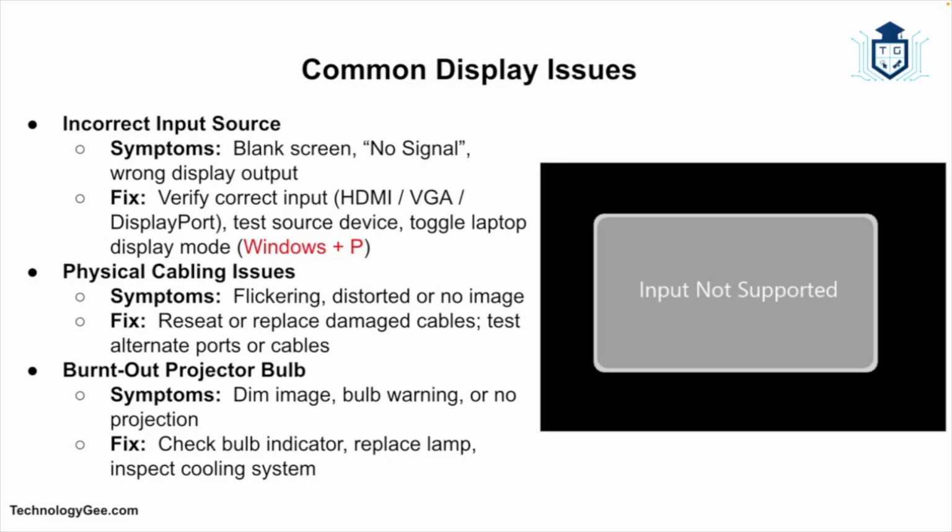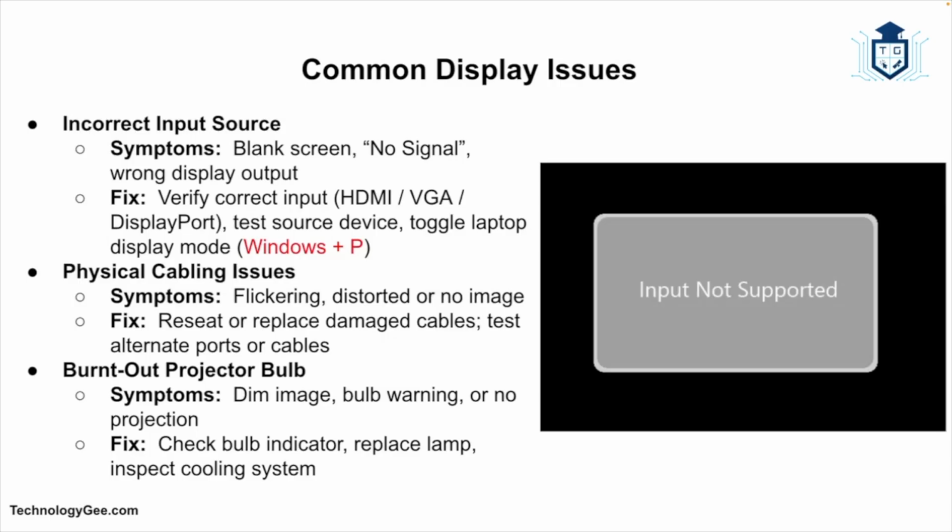So if you're dealing with projectors, a burnt out bulb is a frequent problem that can cause the display to either dim or stop working entirely. The symptoms are the image from the projector becomes very dim, the projector turns on but produces no visible image, or a warning light or error message is displayed indicating a bulb issue. So here's how you troubleshoot that.